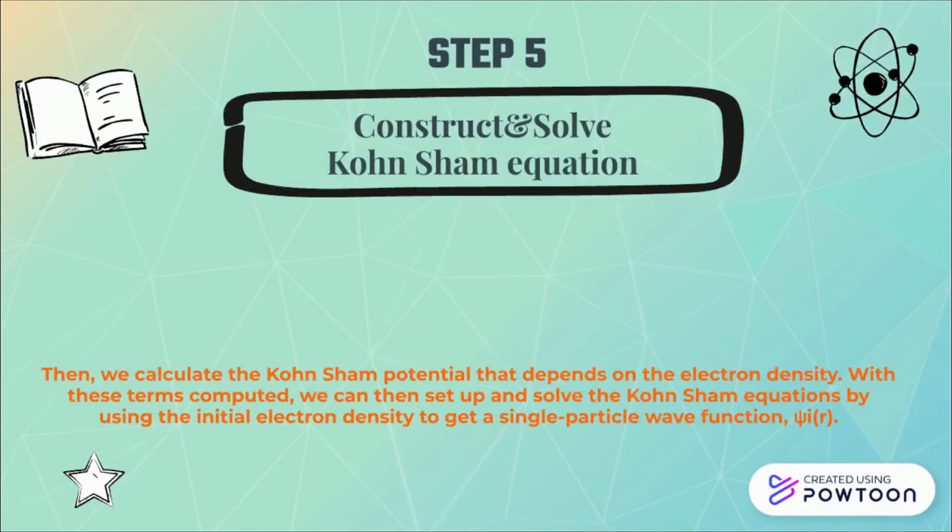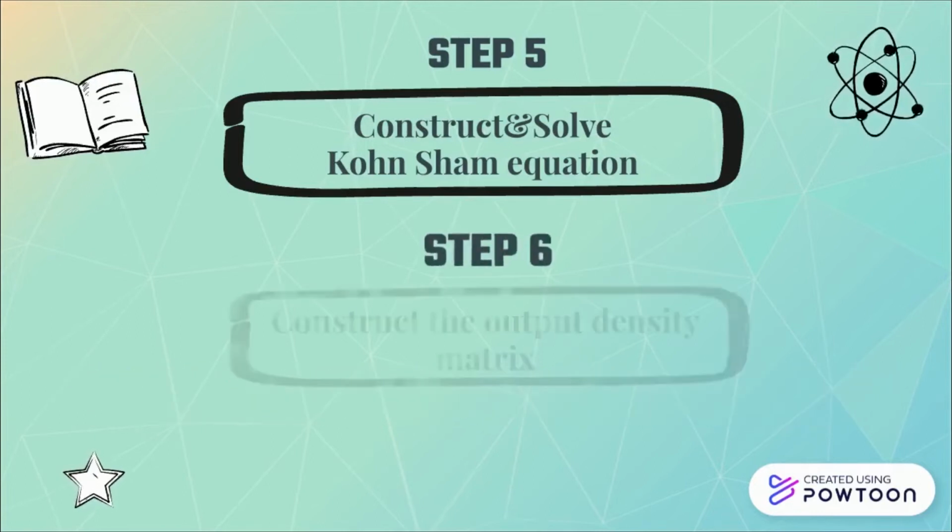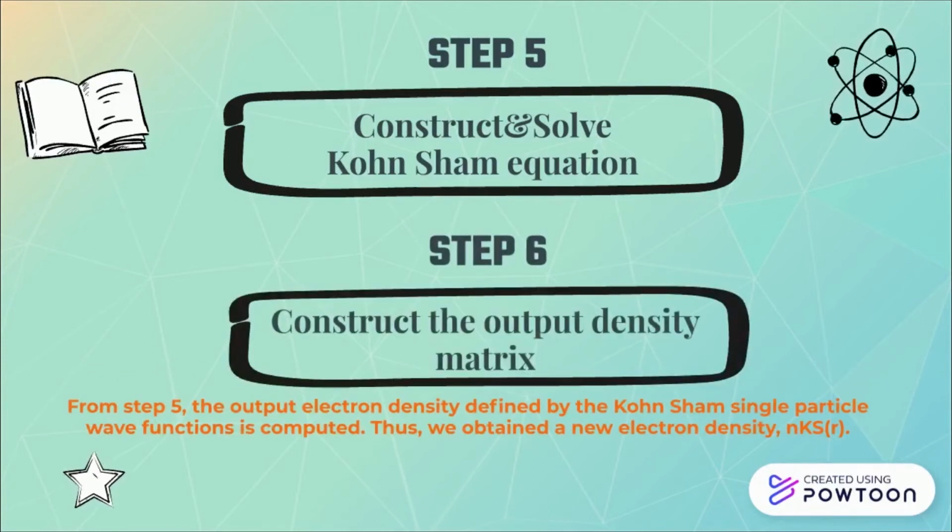Then, we calculate the Kohn-Sham potential that depends on the electron density. With these terms computed, we can then set up and solve the Kohn-Sham equations by using the initial electron density to get a single particle wave function. From step 5, the output electron density defined by the Kohn-Sham single particle wave function is computed. Thus, we obtain a new electron density.